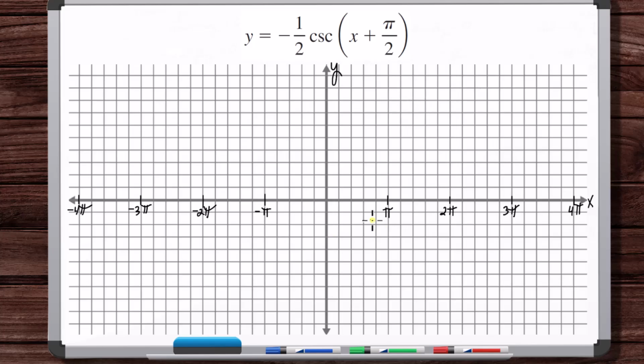So, okay, let's shift the asymptotes. The period's going to be 2 pi, but let's shift the asymptotes. So we're going to be going to the left pi over 2. So here's the first vertical asymptote. Okay, now the end of the period is going to be here. It's still 2 pi.